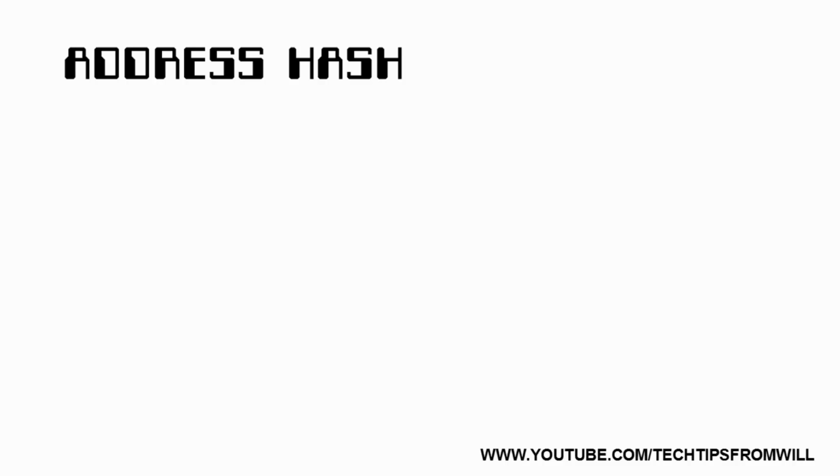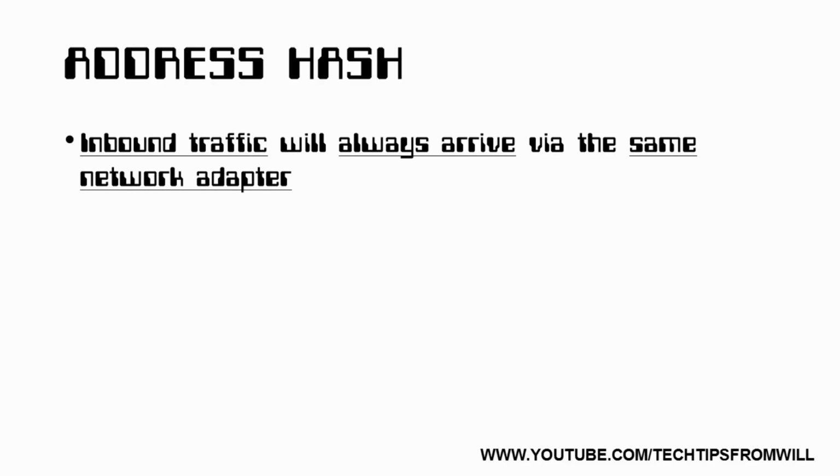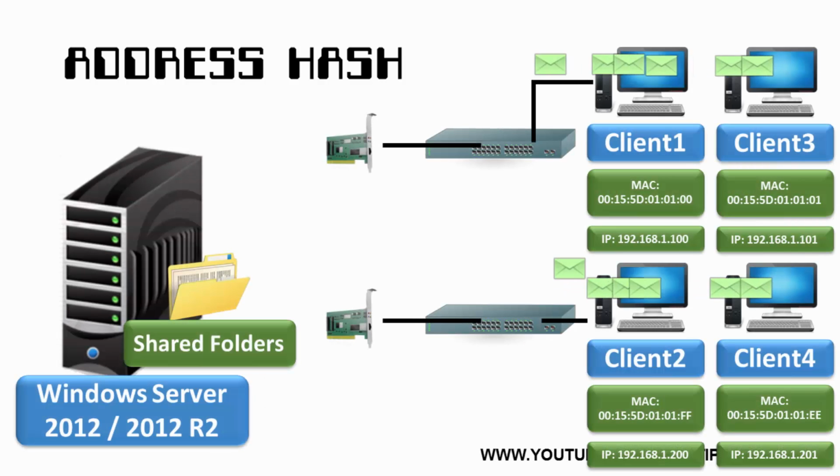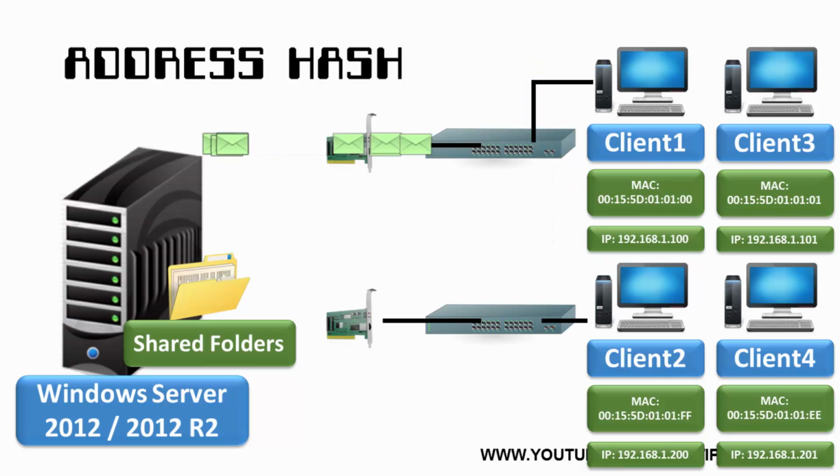With address hash, all traffic that is sent to the server will arrive via the same network adapter. It does not matter whether you have just 2 adapters or 32 adapters in the NIC team. Traffic will always be delivered to the server via just one of these adapters. This essentially means that, with this algorithm, the server can only accept as much traffic as the bandwidth on one of the adapters allows. The next load balancing mode is HyperV Port.